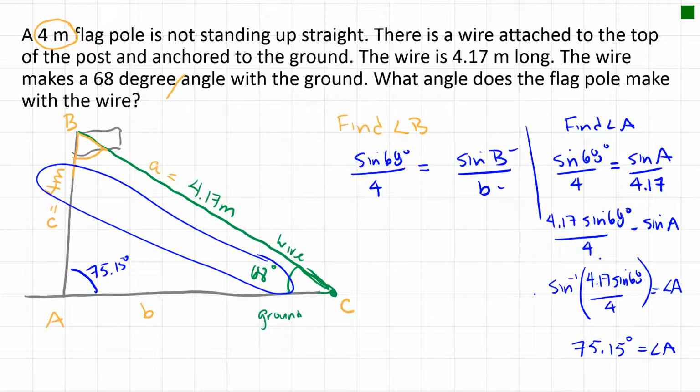Now the next step is to find angle B, and the angles have to add up to 180 degrees. So angle B equals 180 degrees minus 68 degrees minus 75.15 degrees, which equals 36.85 degrees. So we've now got an answer for what the angle is between the post and the wire.